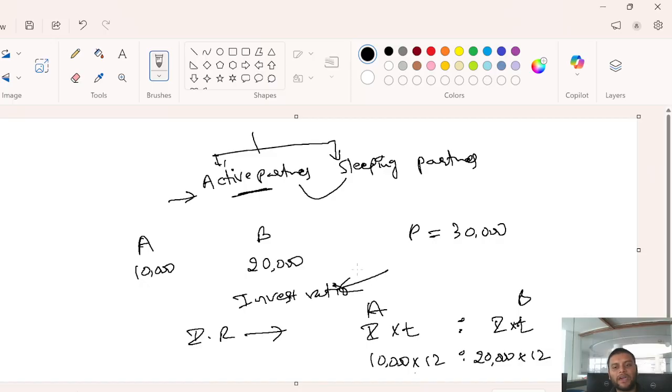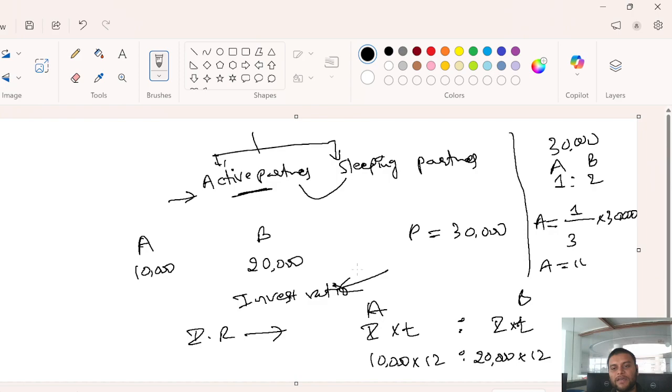As we have already seen in ratios, when the 30,000 amount is given to A and B in the ratio 1 is to 2, then A's share will be 1, representing A, divided by total parts, 2 plus 1, 3 parts, which is multiplied with 30,000. So this will be coming as 10,000. So A is going to have 10,000, and the remaining 20,000 amount will be given to B, guys.